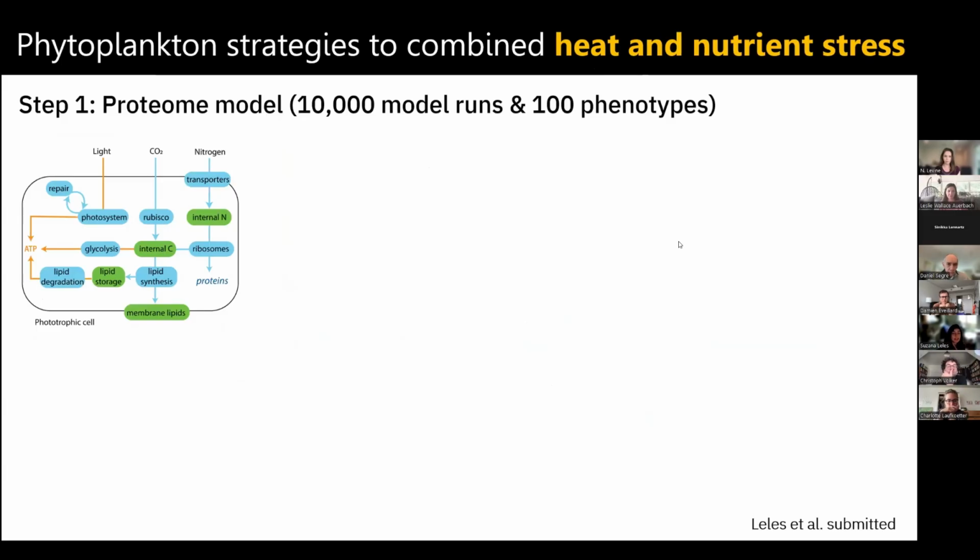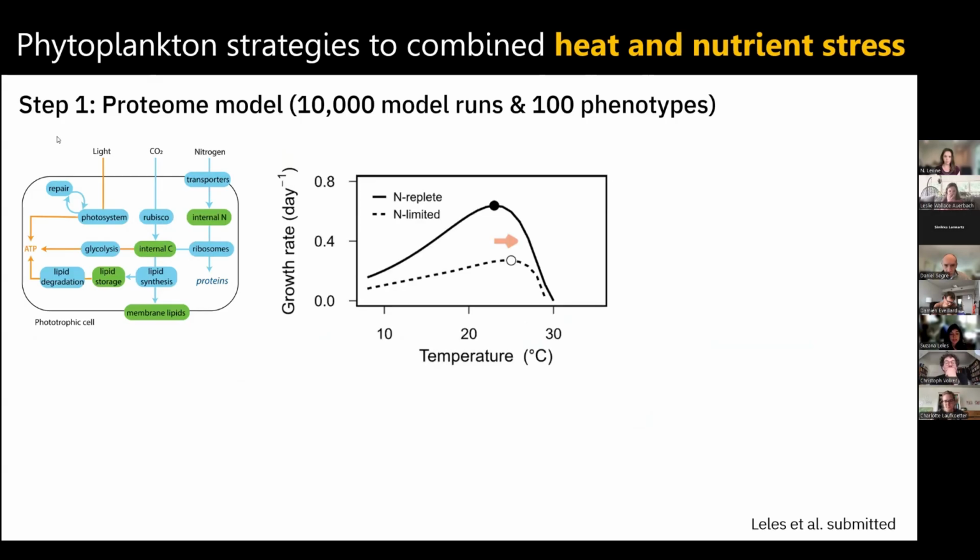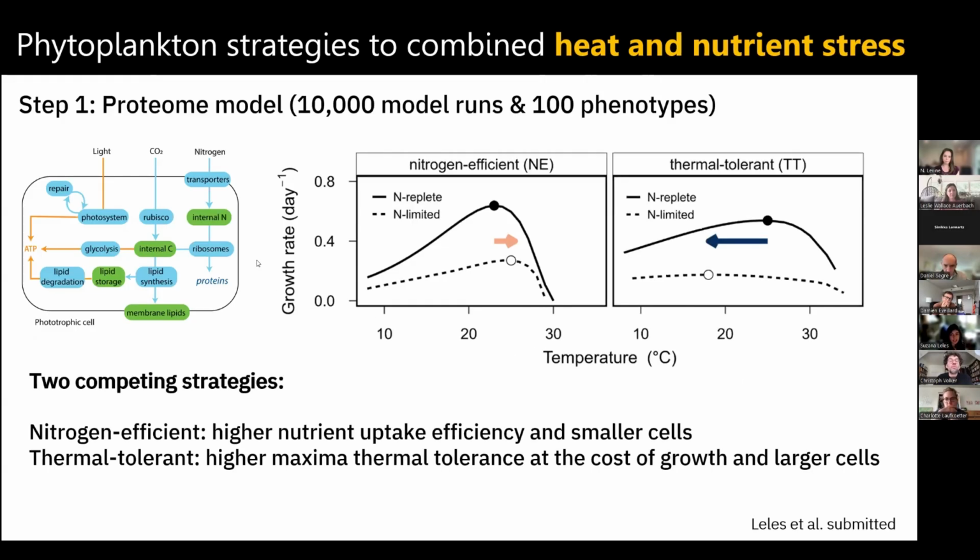So what we did next, we investigated phytoplankton strategies to combine heat and nutrient stress. And to do that, we solved the proteome model across a range of temperatures, different nitrate concentrations, and also we varied key model traits to represent a diversity of phytoplankton phenotypes. So for each phenotype, we could get something like this out of our model. So this is an emergent property of our model, and we can see that we can simulate thermal growth curves under both nitrogen replete and limited conditions. But what was interesting is that by simulating 100 phenotypes, we identified two key strategies.